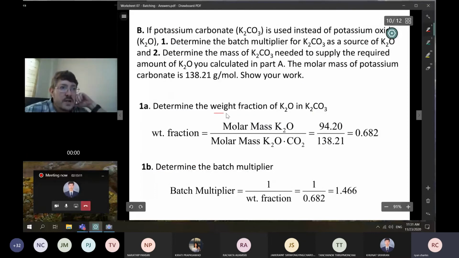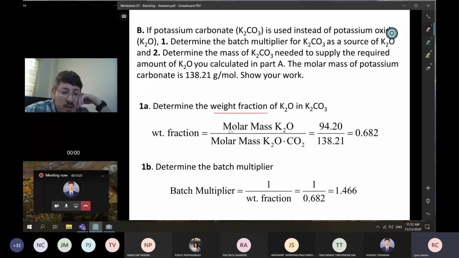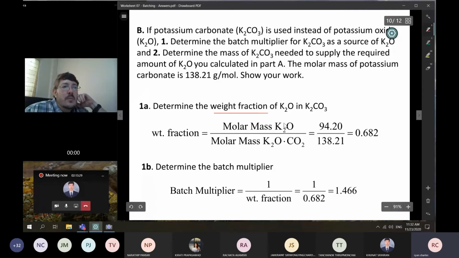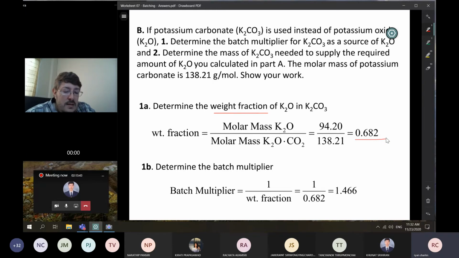First, we need to know the weight fraction of potassium oxide in potassium carbonate. We do that using the molar mass. Easy numbers to look up, right? Look them up on Google or calculate them from the atomic masses, and I showed you examples of that. Molar mass potassium oxide, molar mass potassium carbonate, 94.2 divided by 138.21. Weight fraction, 0.682. Potassium carbonate is 60% potassium oxide, which means the balance, about 32%, is carbon dioxide.